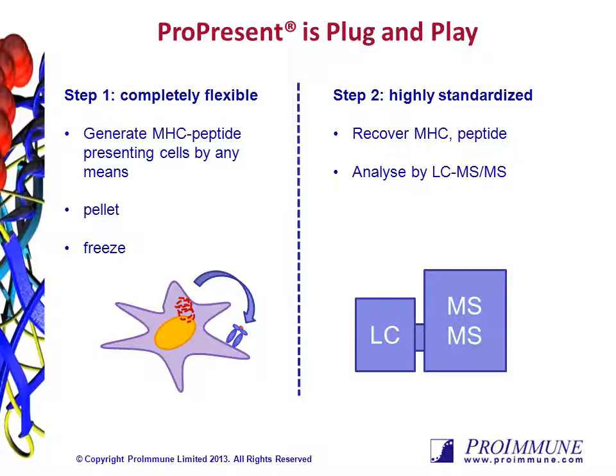Going back for a moment to a general level, I want to summarize the reason why ProPresent is such a great flexible technique. The reason is that it has 2 completely separable steps. Step 1 is the preparation of the cell sample that presents MHC molecules. At ProImmune, we have our standard method of generating monocyte-derived dendritic cells generated from our donor bank, which we can use, for example, to analyze sequences presented from therapeutic proteins.